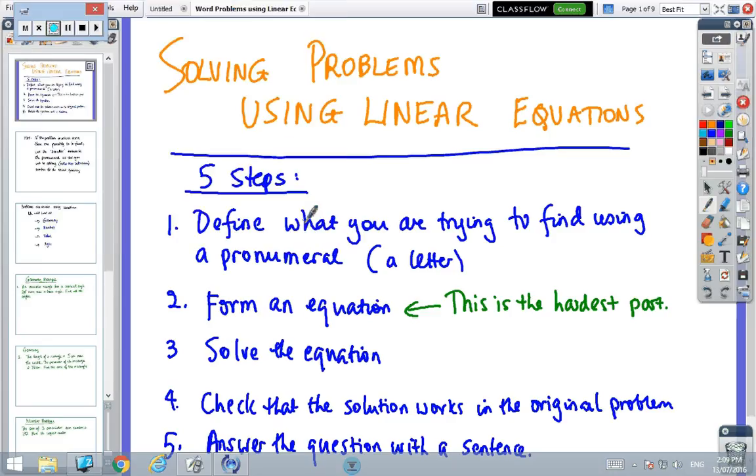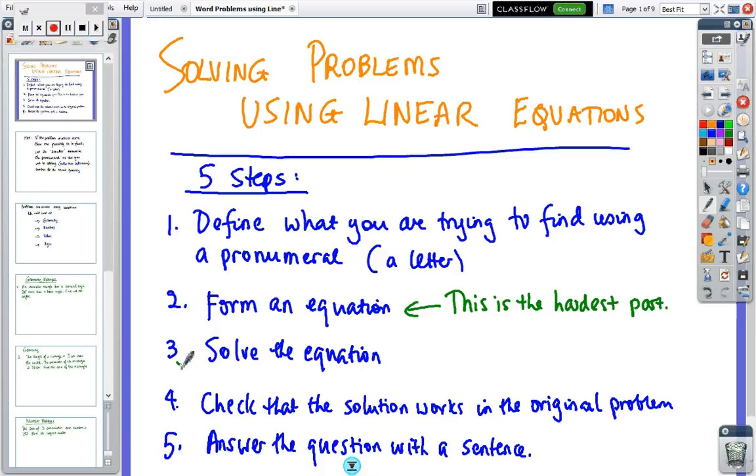Okay, so we're up to the last part of linear equations, which is using the linear equations to actually solve problems. So what we've got is 5 steps, and some of the steps are easy, and we'll see how we go. So the first step is you need to define what you're trying to find using a pronumeral. A pronumeral is just a letter. So you need to look at what you're trying to find. The second part is the hardest part, which is forming the equation, because once you've got the equation, you've already got the skills to solve the equation, which is step 3.